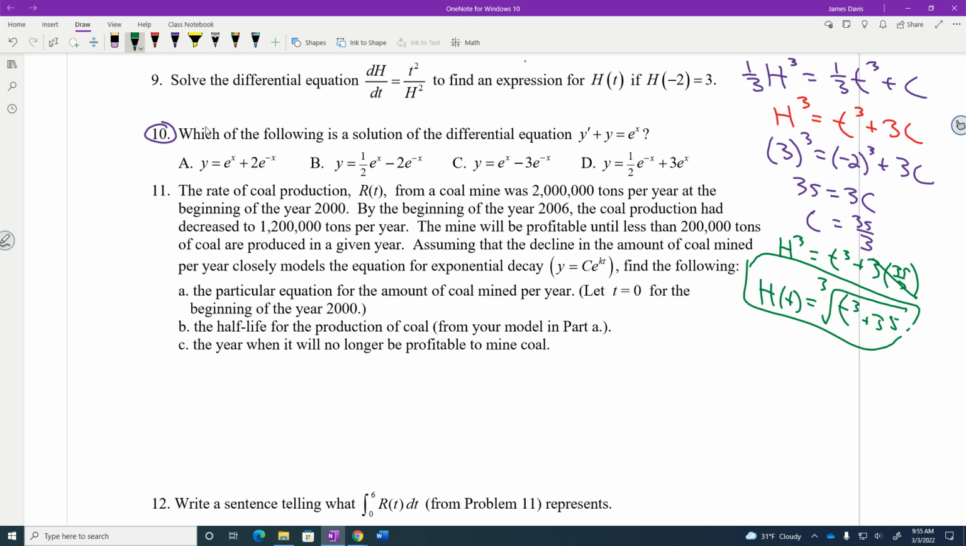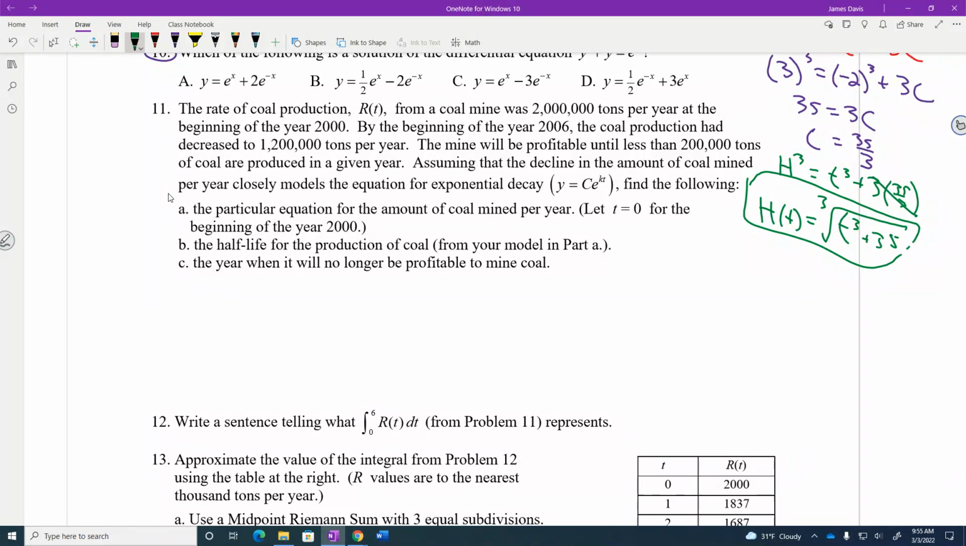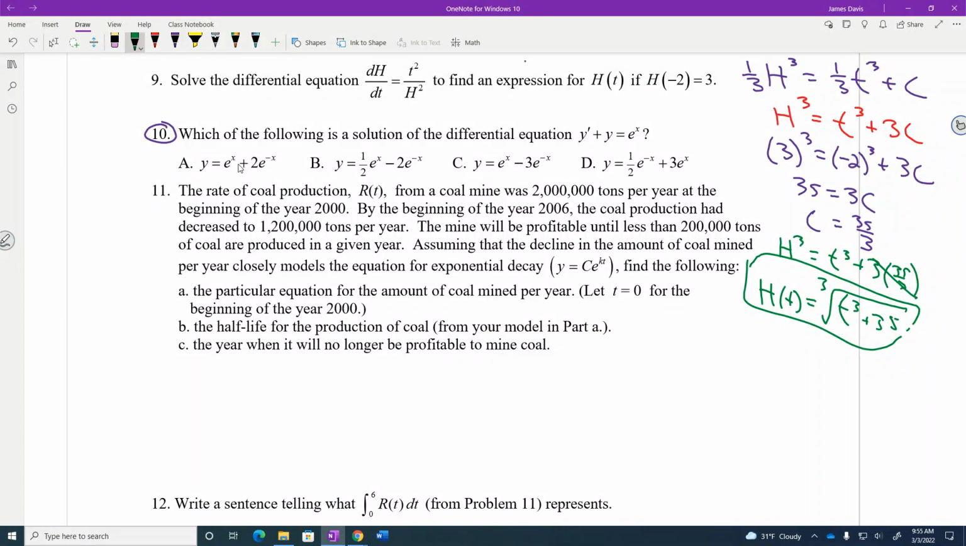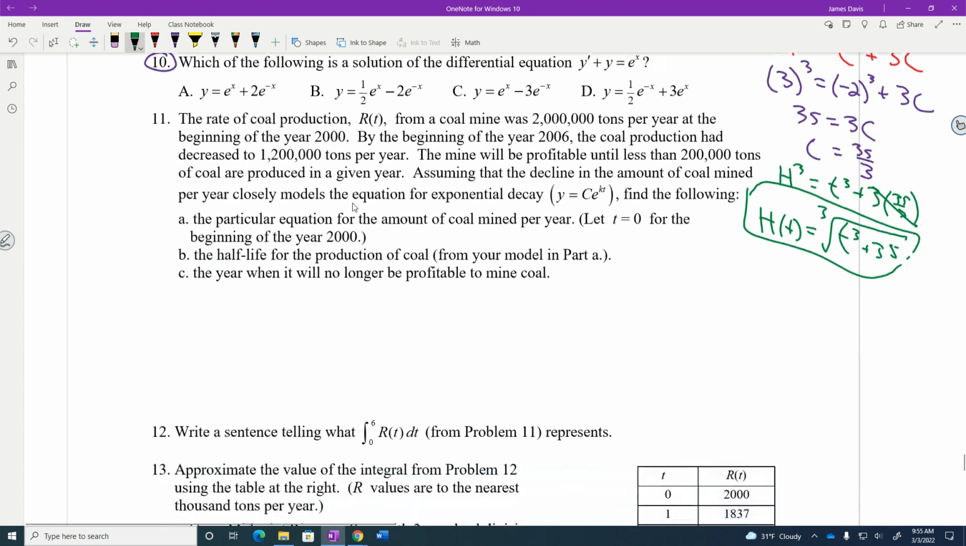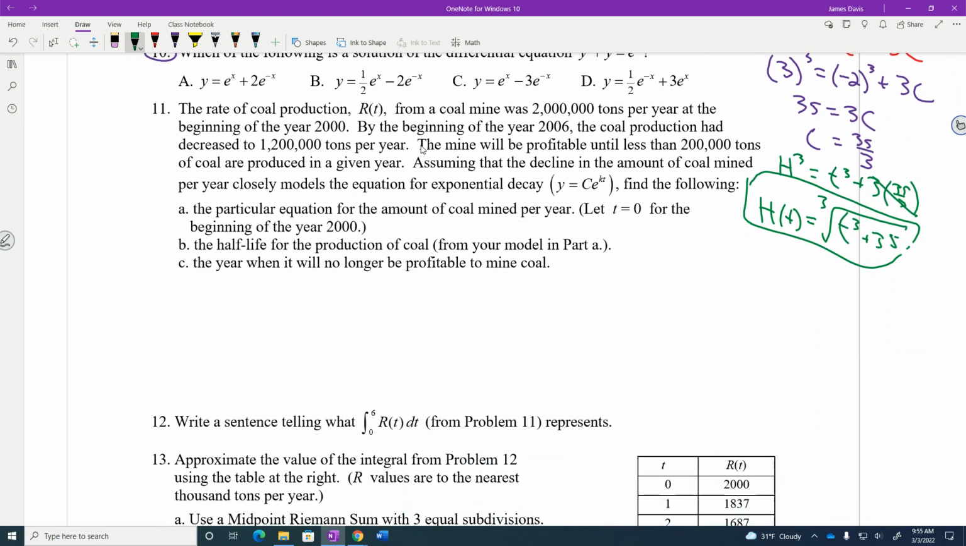All right, so we need to get a particular solution here, a particular equation. Well, I'm not worried about the half-life yet. So let's see what we've got in this. What are some important things we've got here?